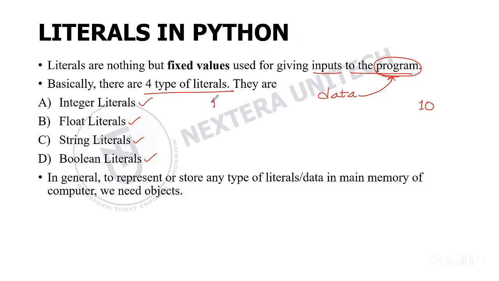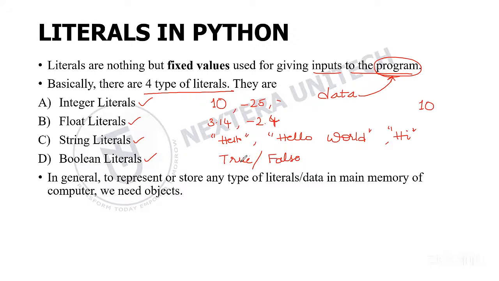Integer literals are nothing but the integer values like 10, minus 25, 0. And float literals are nothing but the values with decimal points, for example 3.14 or minus 2.4, etc. And string literals are nothing but the text values or messages like hello, hello world, or hi. And there are boolean literals, which have the values true or false. So in general, to represent or store any type of literals in the main memory of the computer, we need objects. Objects are like boxes in which you store your data.